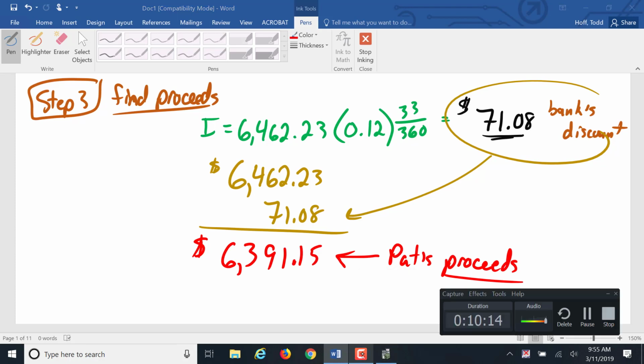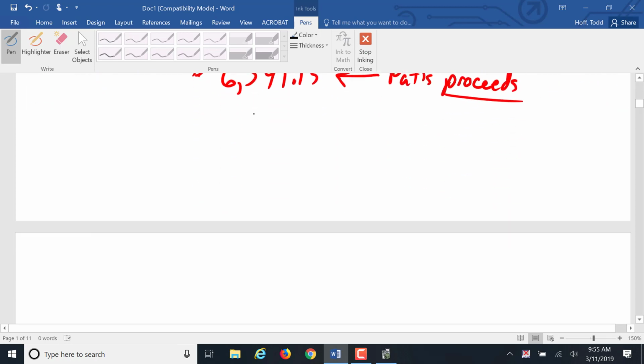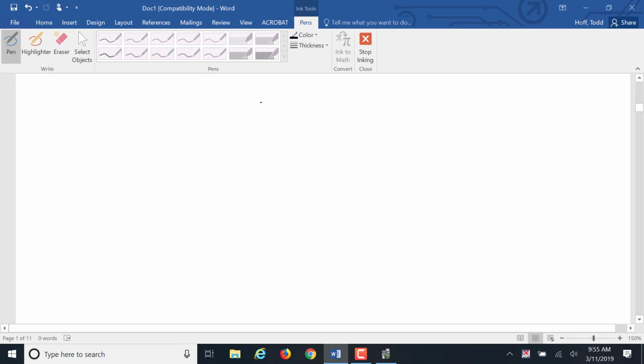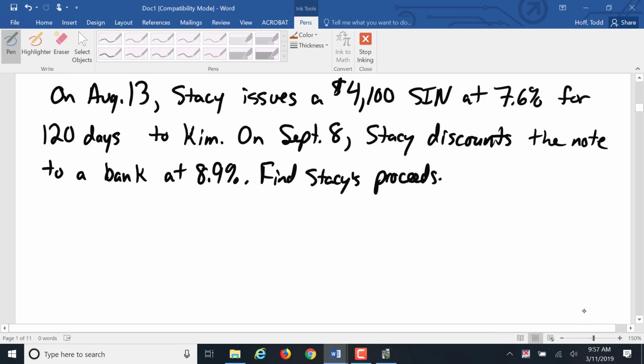Let's do one more example just to demonstrate this process again. We'll go through this one a little more quickly. And what we're going to use here are going to be dates. So we have this example. On August 13th, Stacy issues a $4,100 simple interest note at 7.6% for 120 days. So that's the original note.